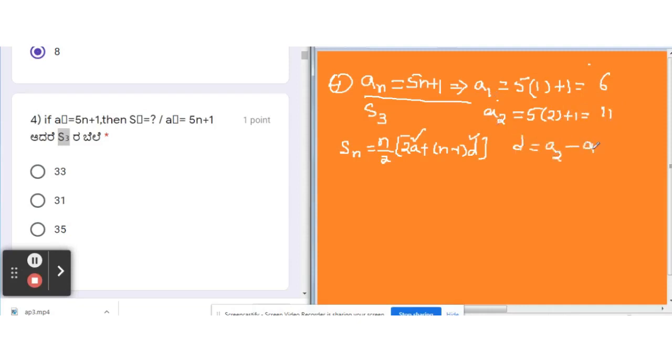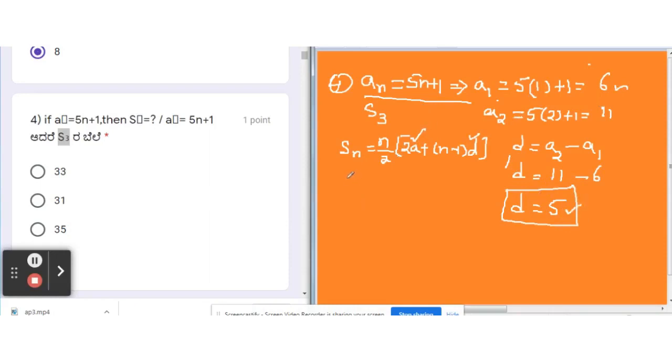Common difference formula is A2 minus A1. So D is equal to A2 is 11, A1 is 6. So from the given condition, I got common difference D as 5. 11 minus 6 is 5. So I know the value of A. A value is 6. I know the value of D, which is 5.